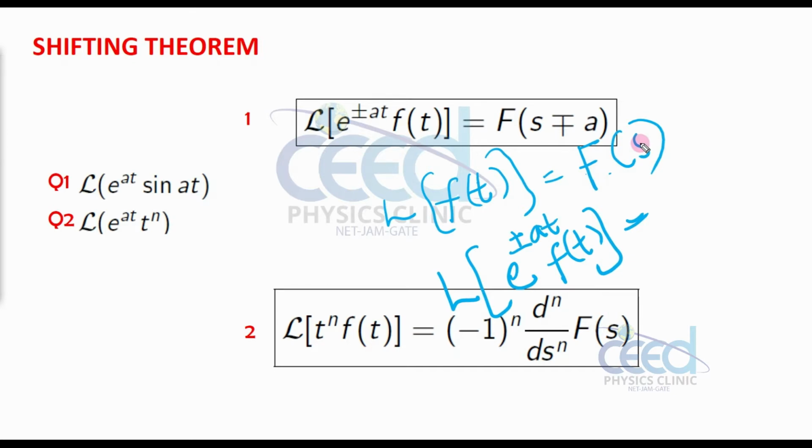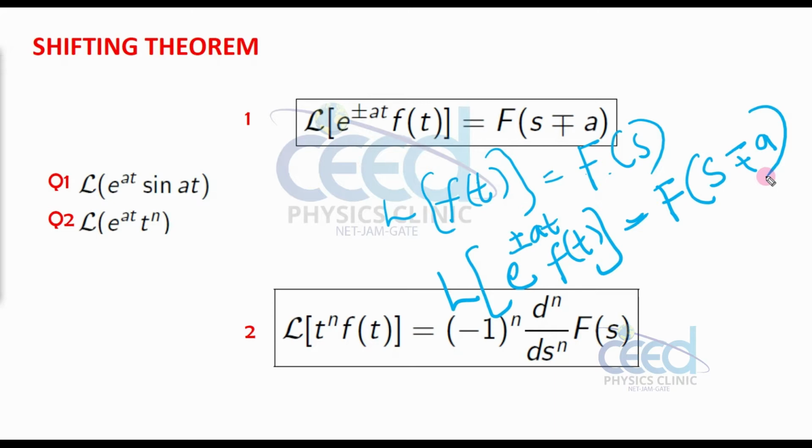Now if you multiply this function f of t with the exponential of plus or minus at, then what happens to this Laplace transform F of s? Here F of s changes as F of s minus or plus a. So how can we apply this result?